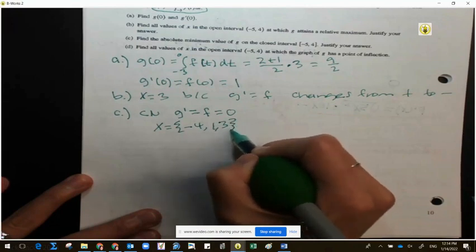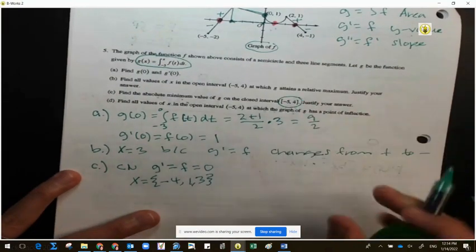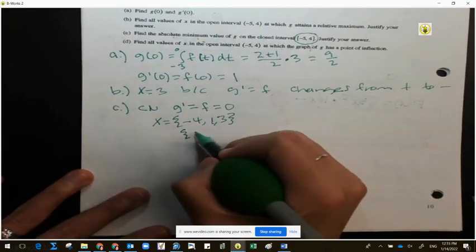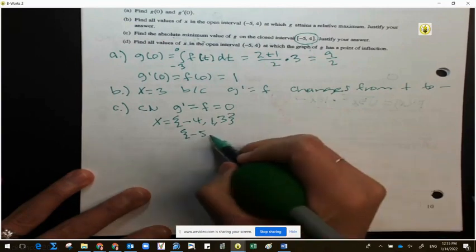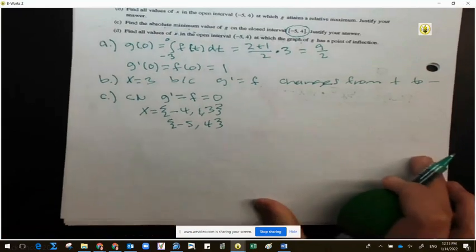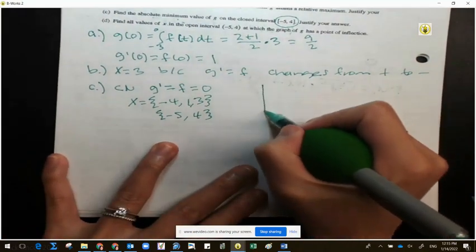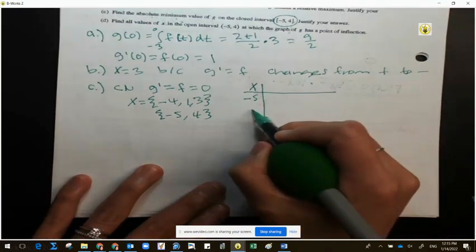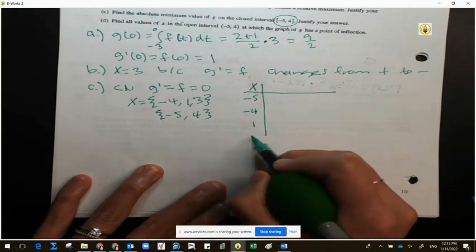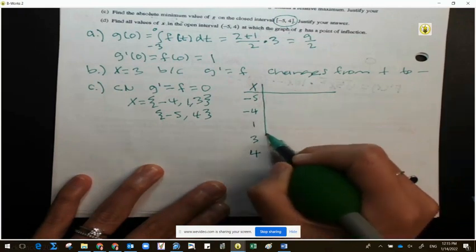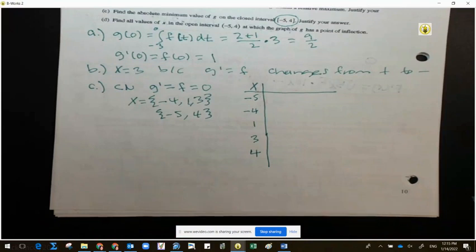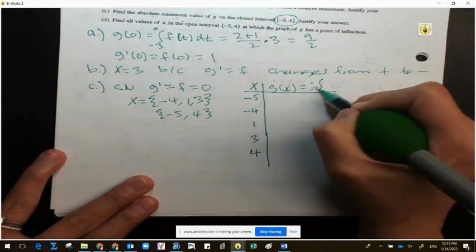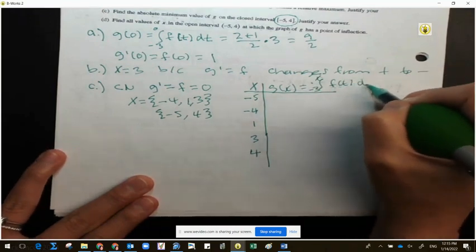But that's not it, though. What do we know about the interval? Do we include the endpoints or not? You must include them because your absolute minimum could be at the endpoints. For this one, I would advise making it really tall. So when you write negative 5, give it a big space, then negative 3, 1, 3, and 4, with some space between the x's. I'm going to write out the equation given: from negative 3 to x of f of t dt.